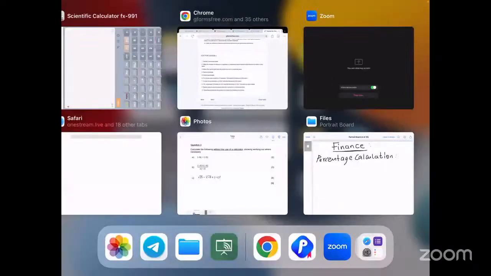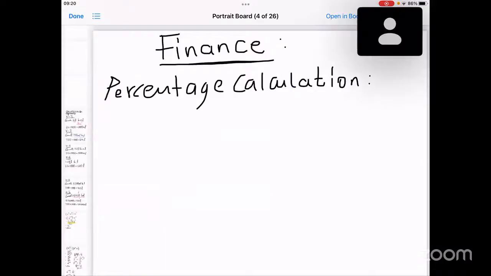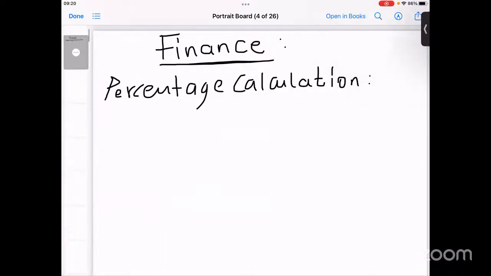Okay. So today I'm going to be taking you through calculations related to financial mathematics. But before we can get into finance, I will need to take you through percentage calculation. You will definitely understand why it is important for us to start with a percentage calculation.